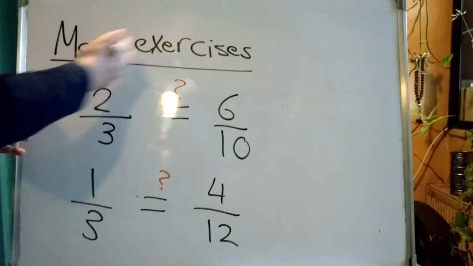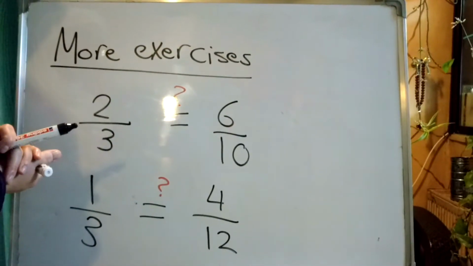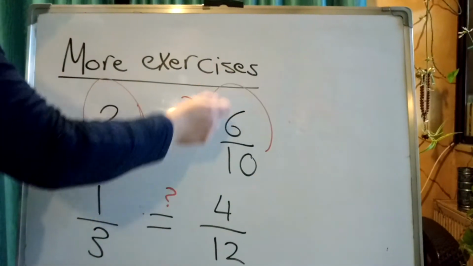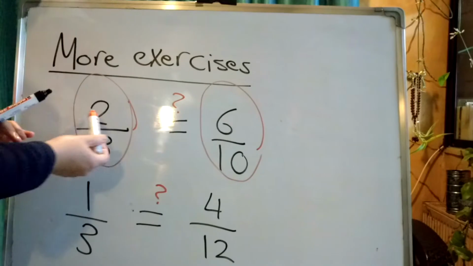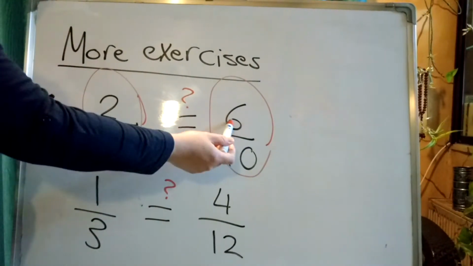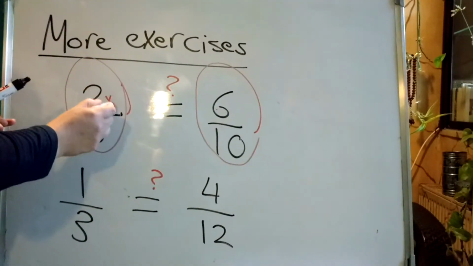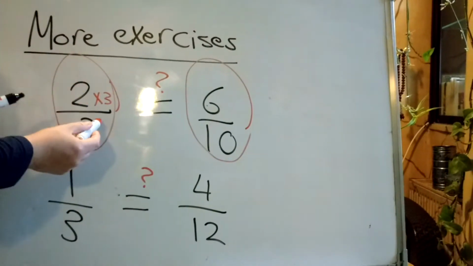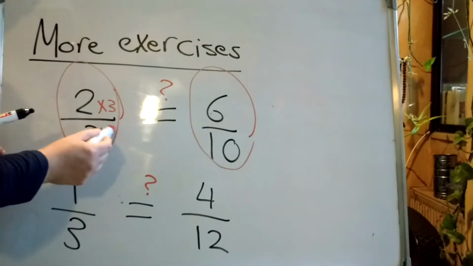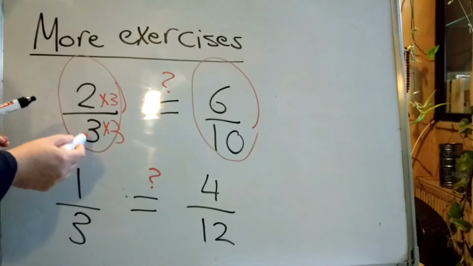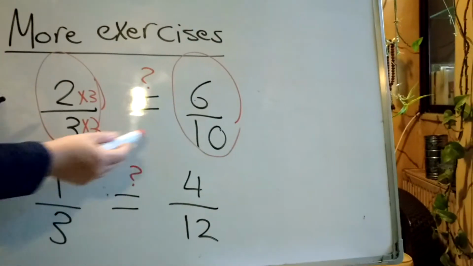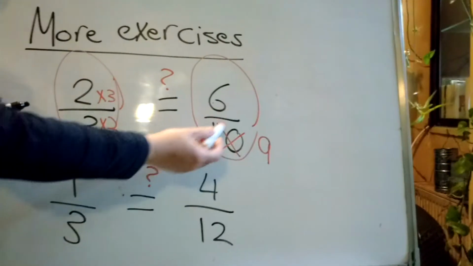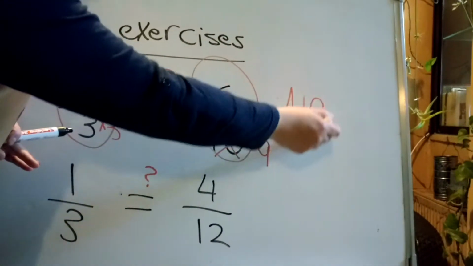Let's have more exercises about equivalent fractions. Here, if you have 2/3 and 6/10, ask yourself, how can I make the 2 equal to 6? I multiply it by 3. And because I multiply the numerator by 3, I also have to multiply the denominator by 3. But if I multiply the denominator by 3, I'll get 9 and not 10. So these two fractions are not equivalent.